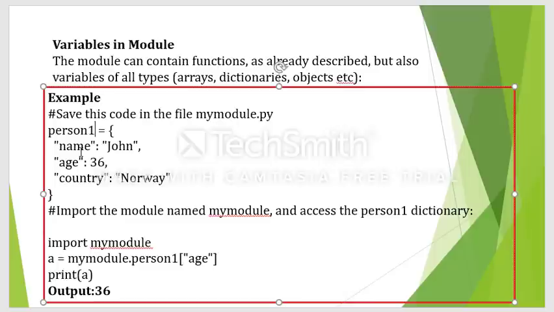So simply what I am writing is import mymodule. And I am writing a statement a is equal to mymodule.person1 of age. mymodule is the module which has been written somewhere else. Simply I am utilizing that mymodule in my program by using an import statement. And what I am doing is I am calling a variable person1, and in that especially I am calling another variable called age.